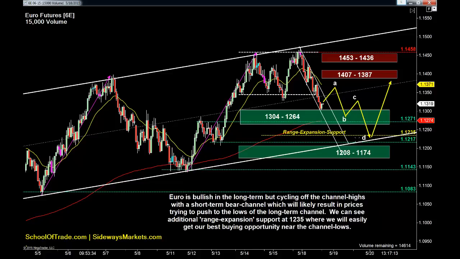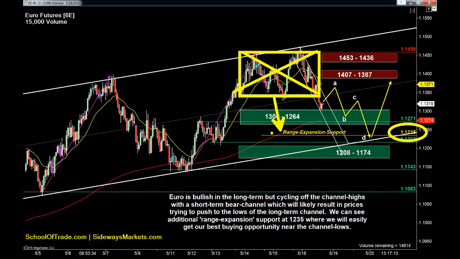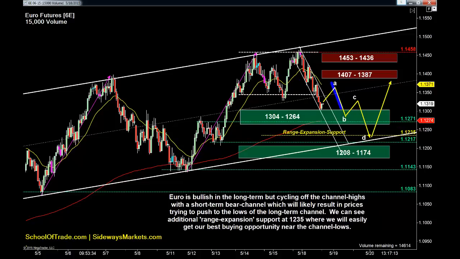Bottom line, long-term bull channel, short-term bear channel, and we have this trading range. I'll tell you, I'm definitely looking good here around this 1235 area, right? Range expansion, right? Take out that trading range, break out the expansion. That puts us at 1235. Look for a measured move down to these lows, and then we'll be looking to buy those lows.